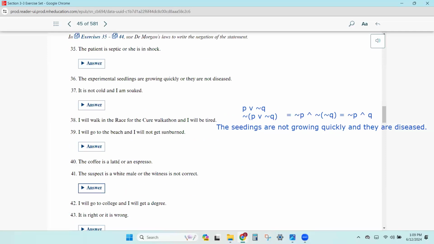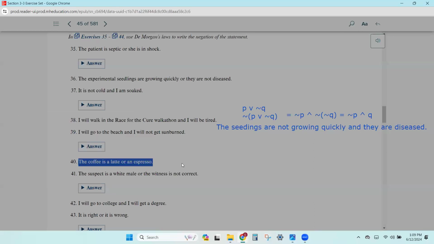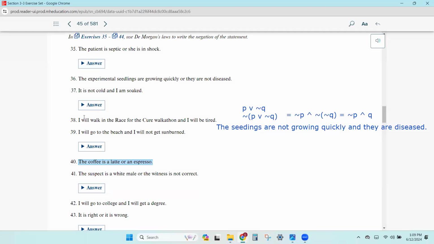All right, so let's do this one here about the coffee is a latte or an espresso. Let me be a little bit more formal. Let me go ahead and define P as coffee is a latte, Q as coffee is an espresso. That's what those are standing for. I'm translating it to symbols because it makes the negation a little bit easier than actually looking at the words, because if you look at the words, it can be confusing. So that means this one, number 40, is written as P or Q.